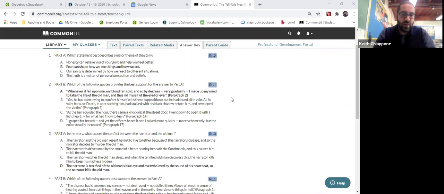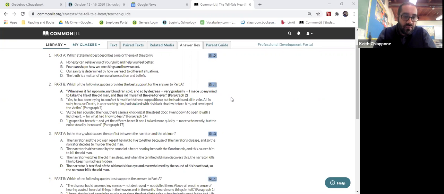Answer A says, "Whenever it fell upon me, my blood ran cold, and so by degrees, very gradually, I made up my mind to take the life of the old man and thus rid myself of the eye forever," from paragraph 2. This answer directly speaks to fear. Whenever it fell upon me, my blood ran cold. My blood ran cold is representative of the character's fear.